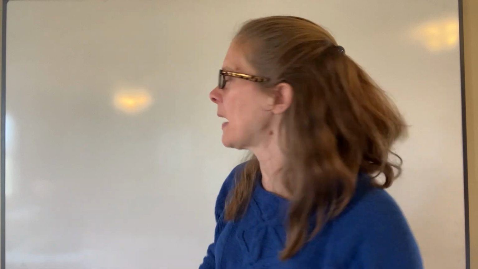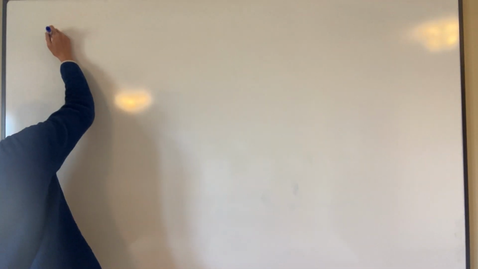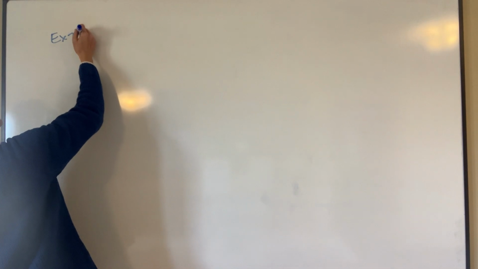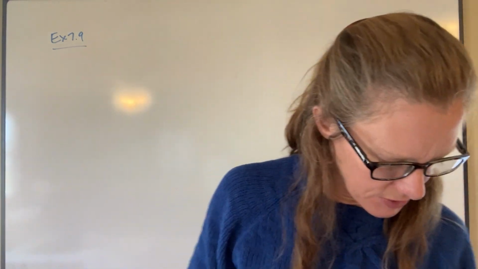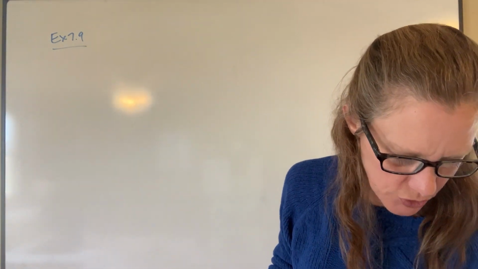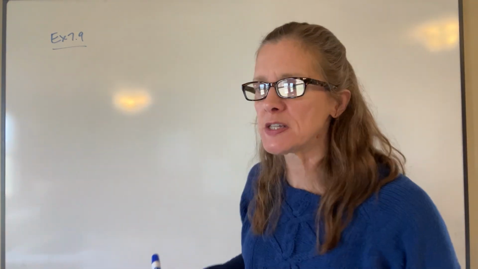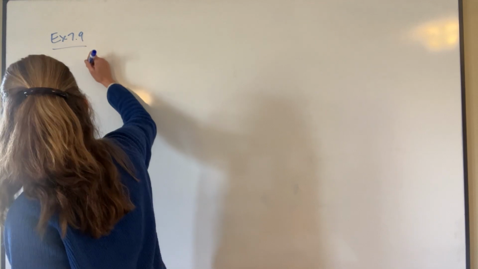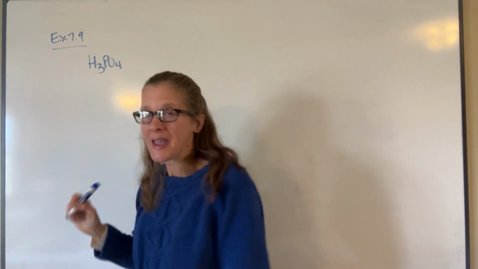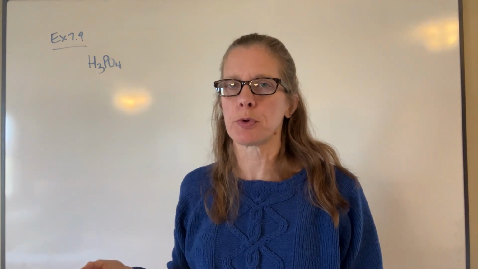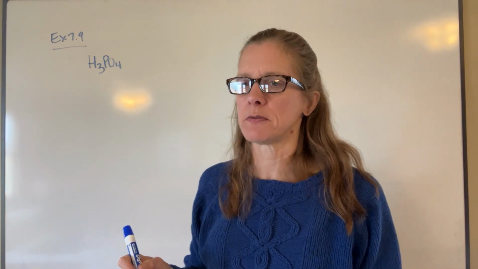So let's look exactly and see what that means. We're going to look at example 7.9. Example 7.9 says, what is the pH of a 0.5 molar solution of phosphoric acid? So we're going to do what we did before. I have H3PO4. Thankfully, I don't have a base to deal with this time, so that does make this problem a little simpler from that perspective.